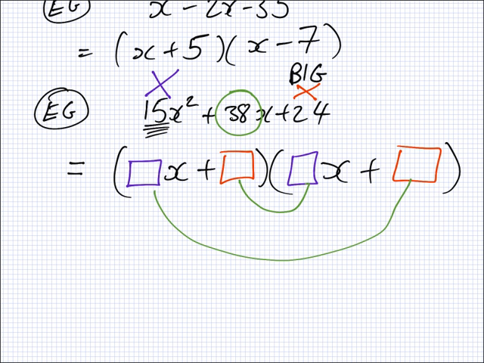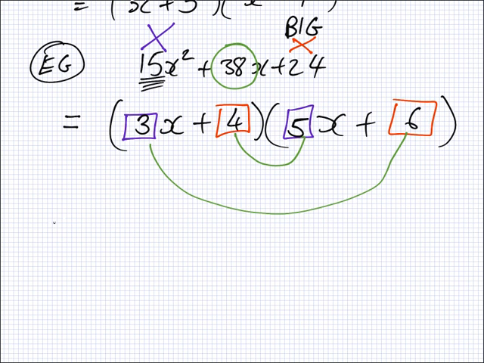Now let's try some combinations and see can we get one to work. So what could multiply to make 15? 15 and 1, or maybe 3 and 5. And what about 24? 4 and 6 maybe. So let's see if this works. That's 20 and that's 18. Oh, we got it first time. Lucky us. So it works. Okay. Right. Let's do one more hard one now.